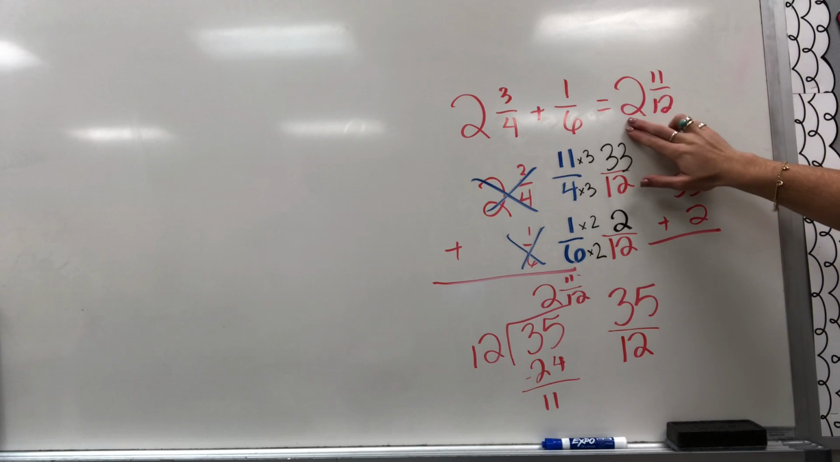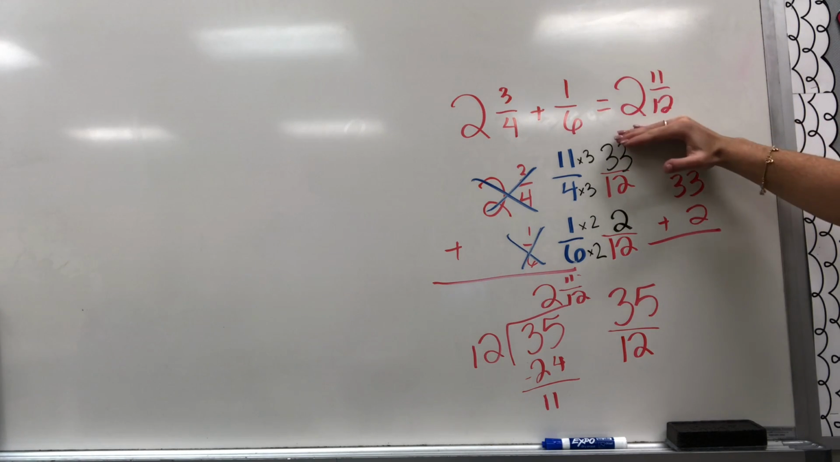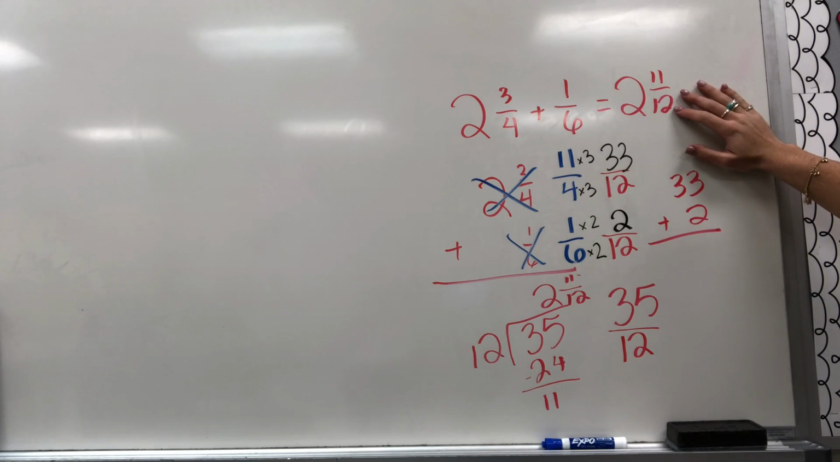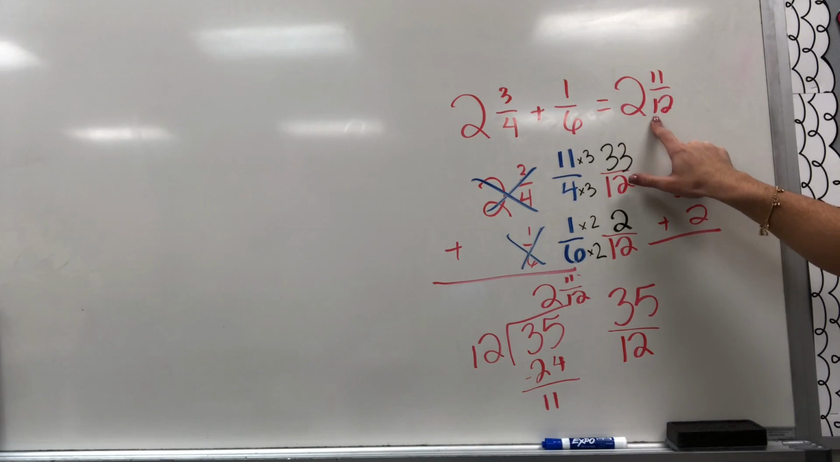Okay, well look what I have here. I have 2 holes and I have almost another hole. I'm almost at 3, but not quite. So this sum, my answer here, I can feel confident about this answer because when I think reasonably about what it is that I'm doing, this is a reasonable answer.